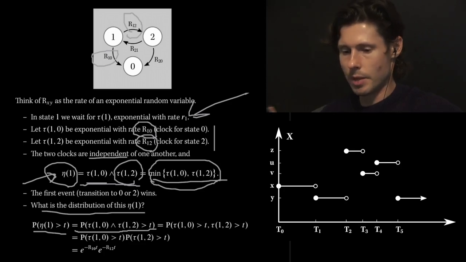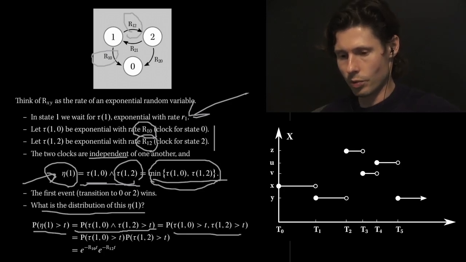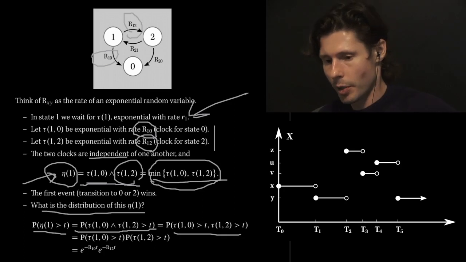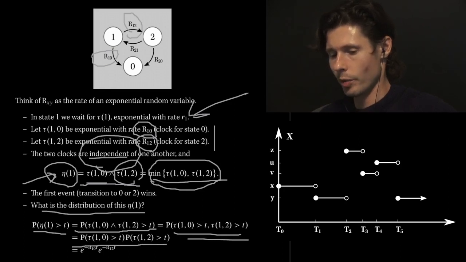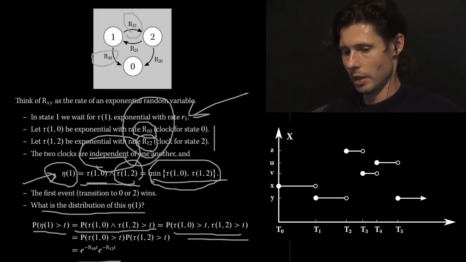It says that if the minimum of two things is greater than t, then both of them had to be greater than t. Because they're independent, I can now take this joint distribution and split it up into a product of two marginals. And we know what those are. Those are two survival probabilities for two exponential random variables. One of them had rate r10, the other one had rate r12, and you plug it in and this is what you get.